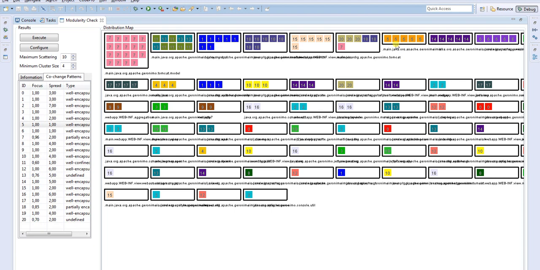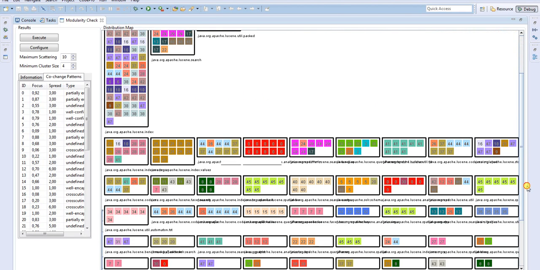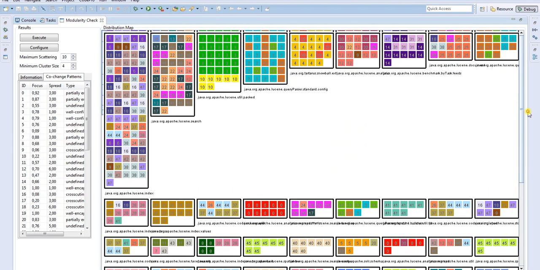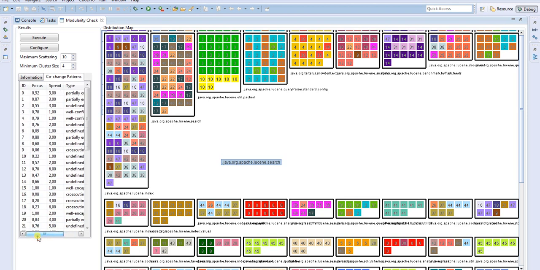Now we will do another test. We will analyze the Lucene system, a text search library. Here we have a distribution map for Lucene. We can observe that the clusters are scattered over the packages. In Lucene, we could detect several different patterns: clusters partially encapsulated, well confined, clusters with cross-cutting behavior, and clusters well encapsulated. Let's see a different example.